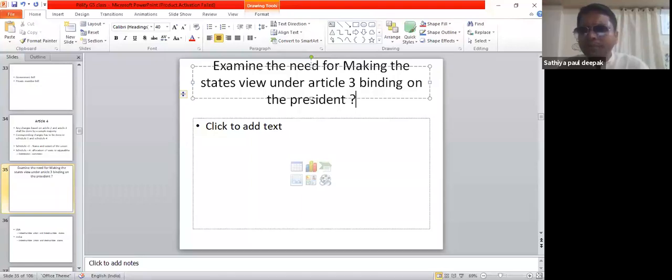And the most important point is you have to conclude that state reorganization is not an event, it is a process. Reorganizing the states is not an event, it is a process. So even now, there needs to be reorganization.